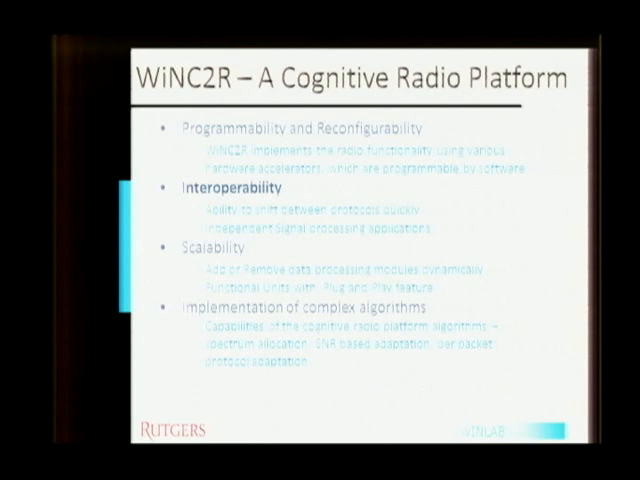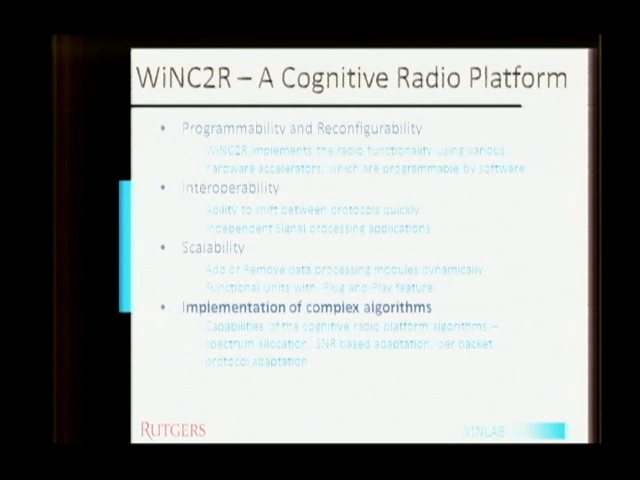This is because we have implemented independent signal processing applications, where every application has a processor of its own, and it need not use any other resource. This system is also scalable. You can add and remove these signal processing units dynamically, as in on the fly. We call these processing units functional units, and they have this plug-and-play feature.